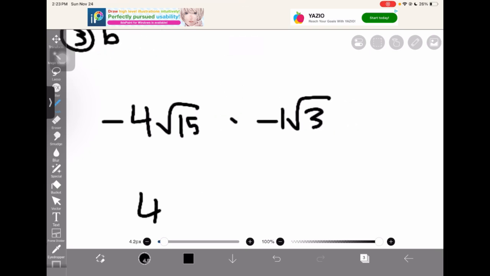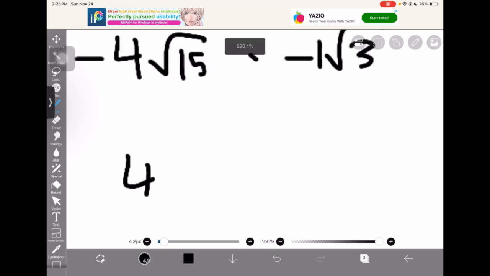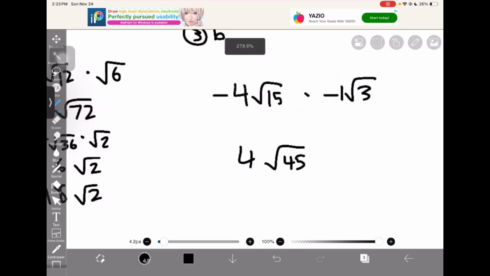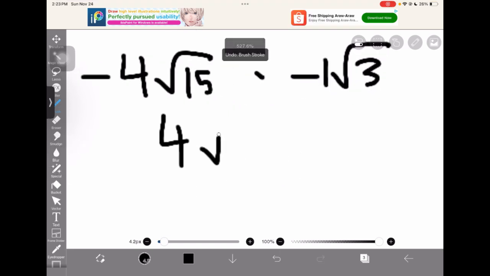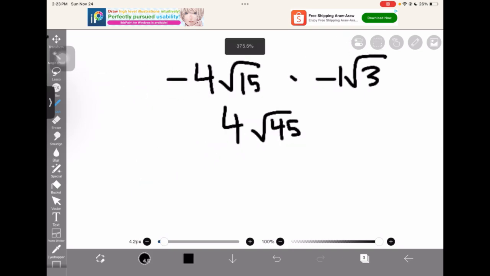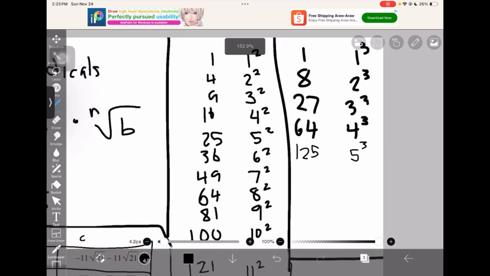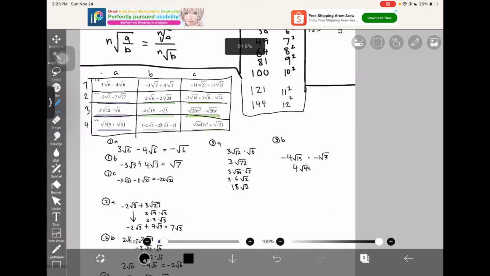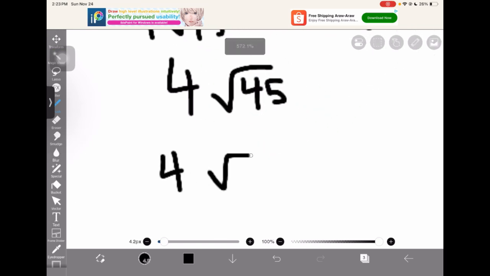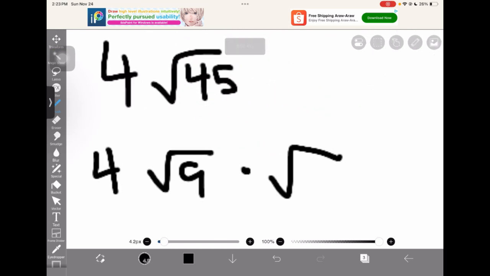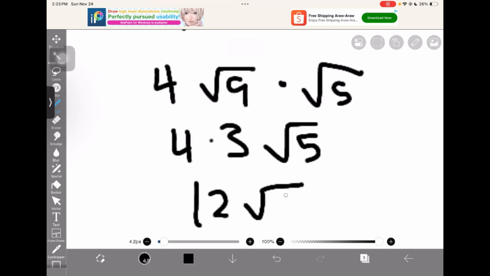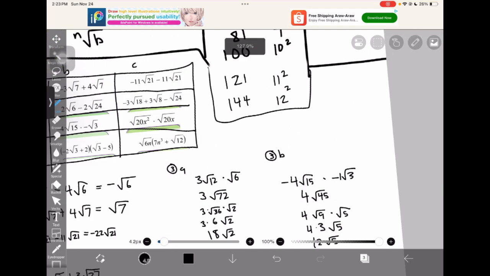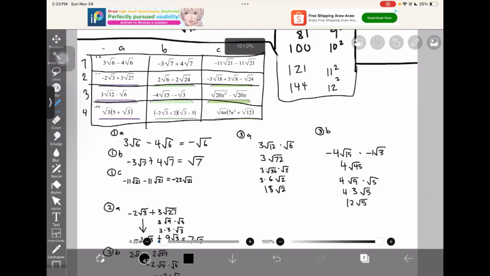Then 15 times 3 is equal to square root of 45. Let me just make that closer there. Square root of 45. Then 45 is divisible by 9. So it's going to be 4 square root of 9 times square root of 5. 4 times 3 square root of 5. 12 square root of 5.